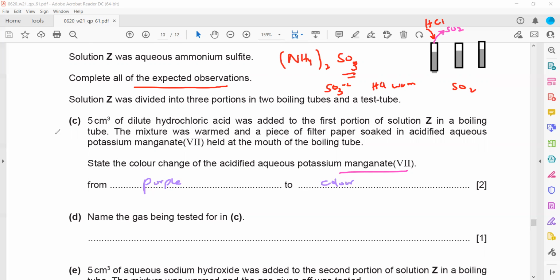This is the test for this whole paragraph. What is written is actually a test for the sulfite ion. So to test for the sulfite ion, we add hydrochloric acid, we warm the test tube, and a gas is given off which is tested with acidified potassium manganate 7. It will turn from purple to colorless. Then name the gas being tested in C3. So which gas is given off? The gas is sulfur dioxide.